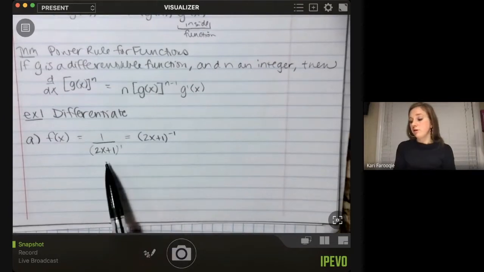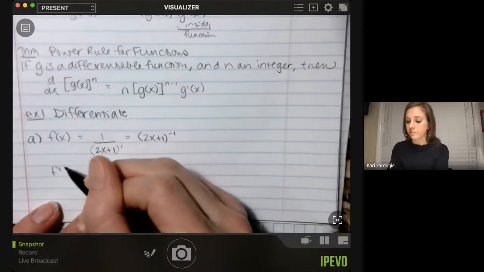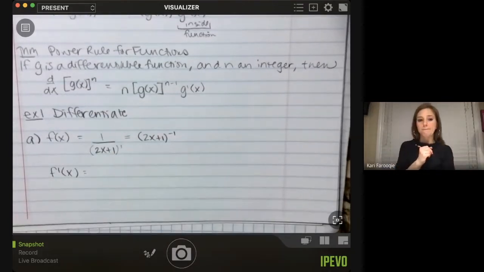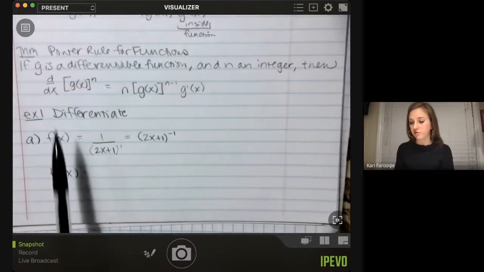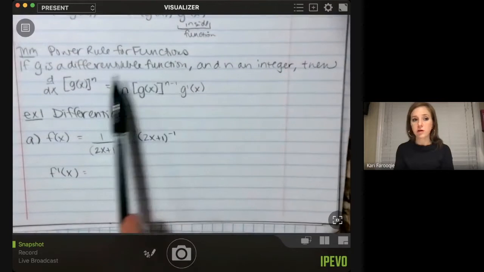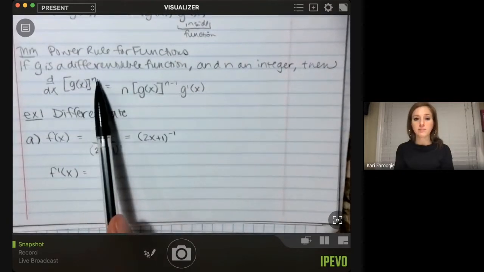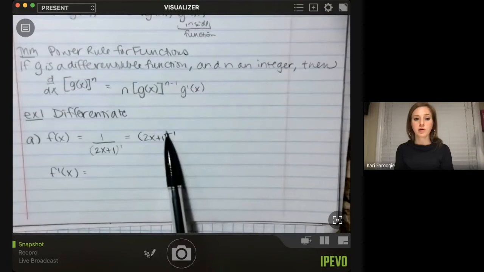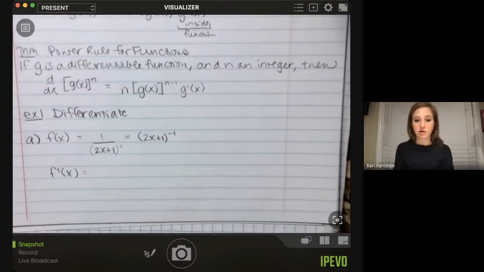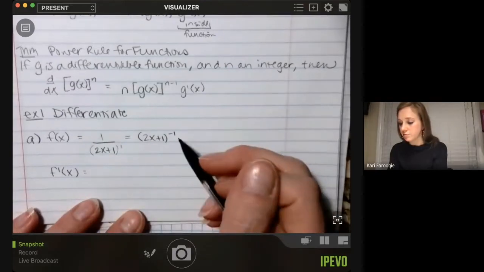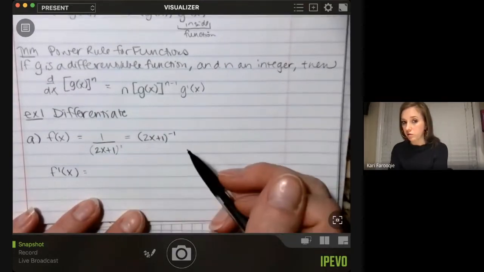Now you can clearly see that you have an inside function here. So to use the chain rule, we're actually technically using this little subset of the chain rule, which is the power rule for functions, because right now we have g of x to the n. n is an integer. So n is -1 in this case, and then our function g is just this polynomial g of x. So let's go ahead and bring our exponent out front.